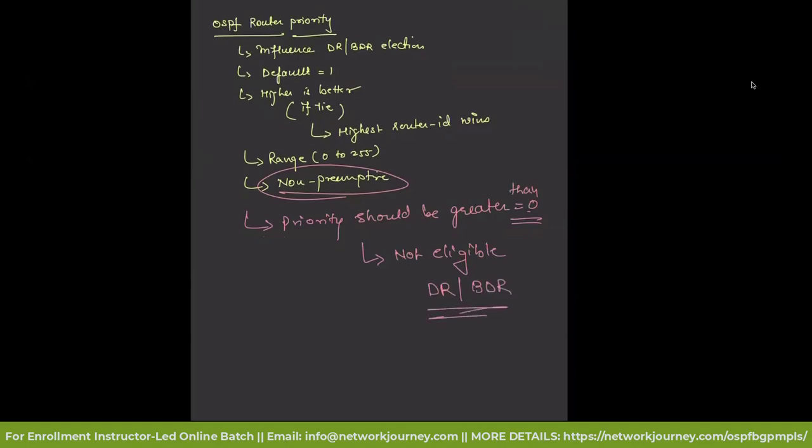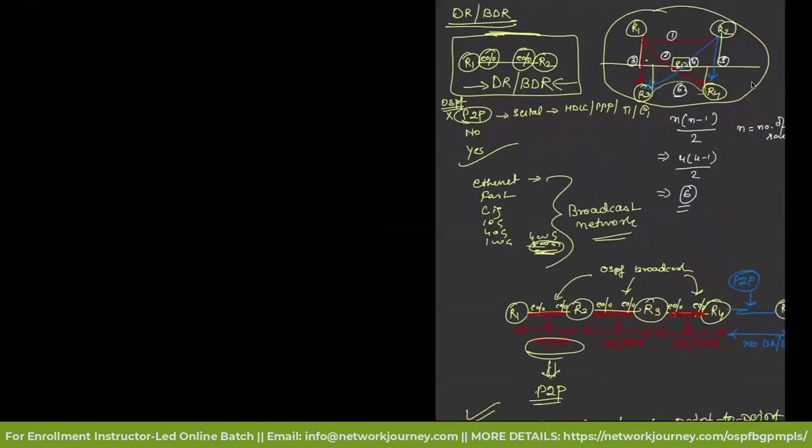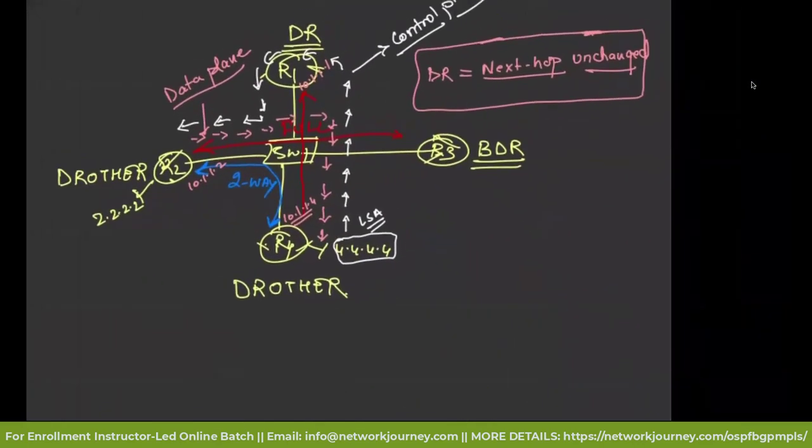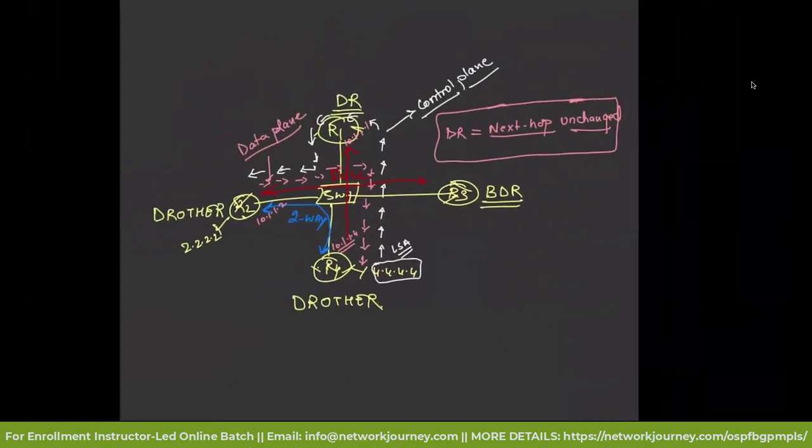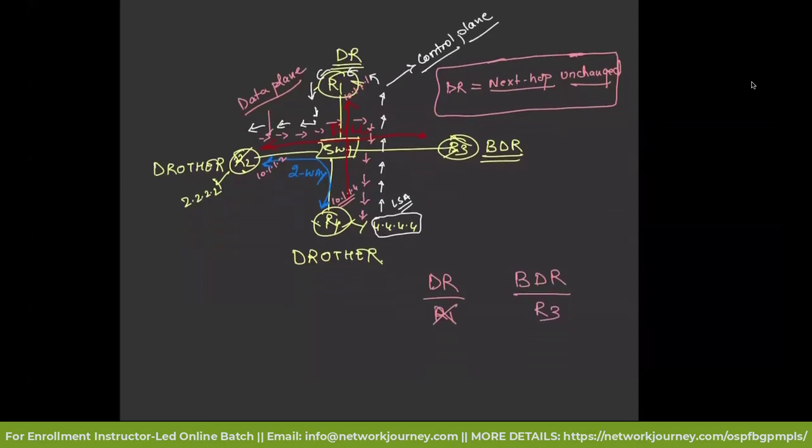Preemption, non-preemption means: if the DR fails, what is going to happen? The BDR will become the DR. Right now in my topology, my DR is R1 and BDR is R3. Now R1 fails. My BDR will become DR and it's going to choose a new BDR, right? Now what is going to happen if R1 comes back again?